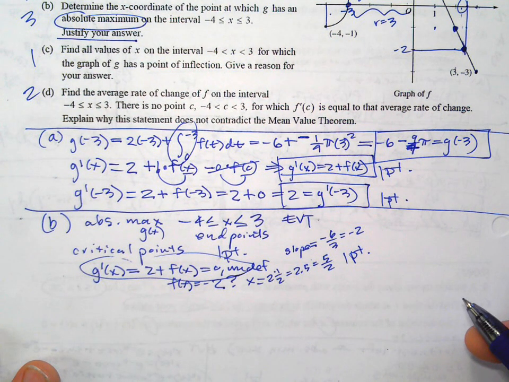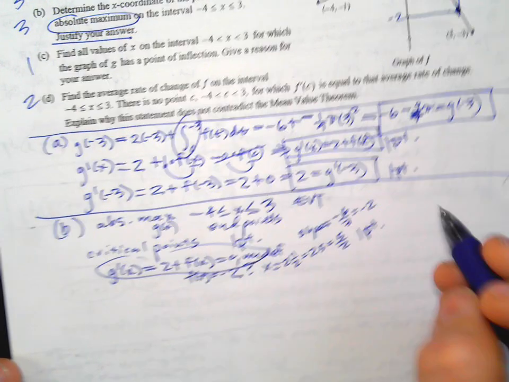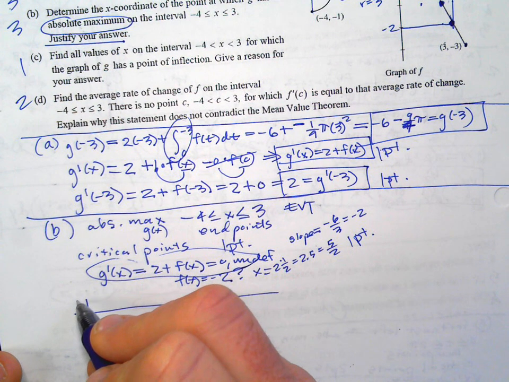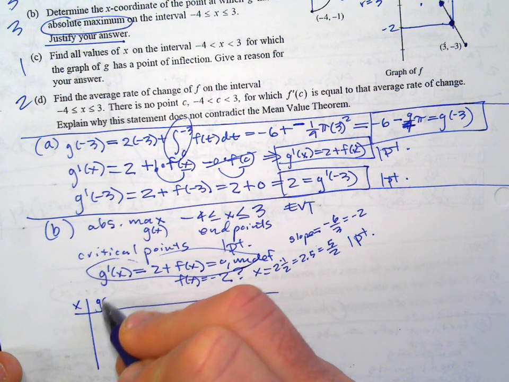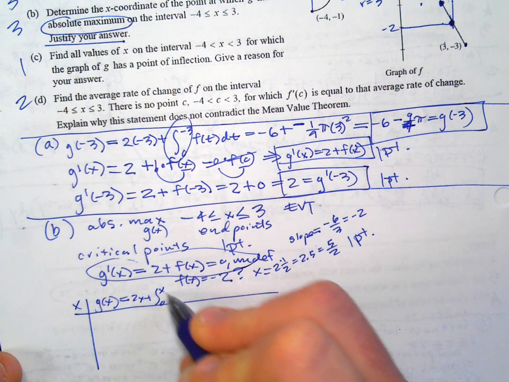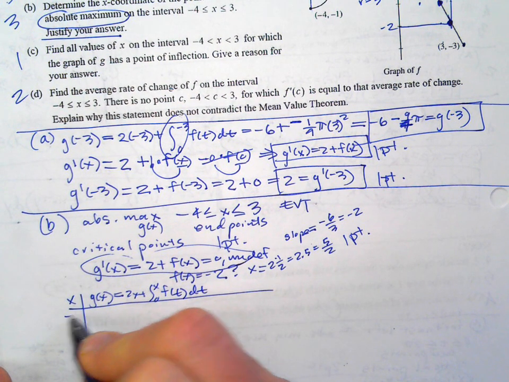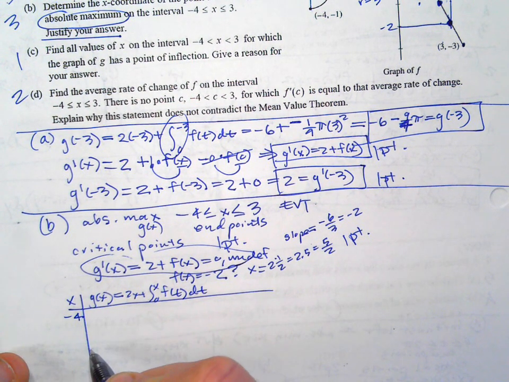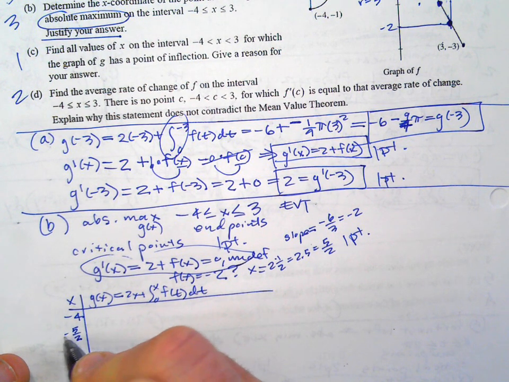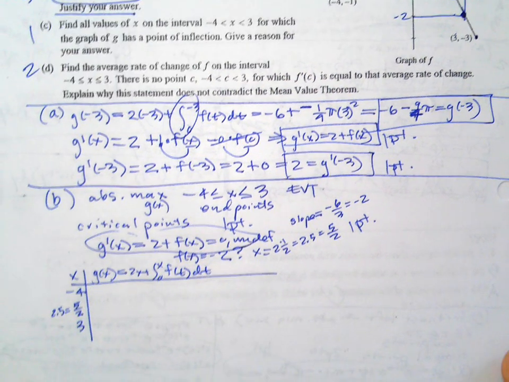Okay, so now we need to make a table. Just make it right here. We're going to put x values in to g. And remember, g equals 2x plus the integral from 0 to x of f of t dt. And the endpoints are -4. Critical point is at 2.5, 5/2. And the other endpoint is 3. So we just have those 3 values.